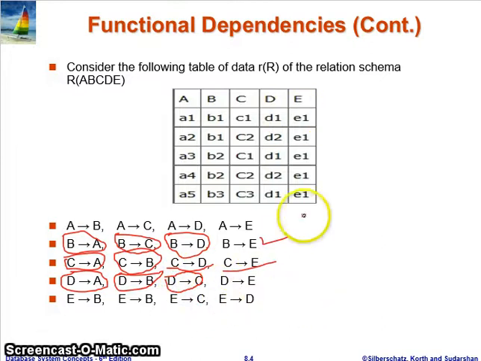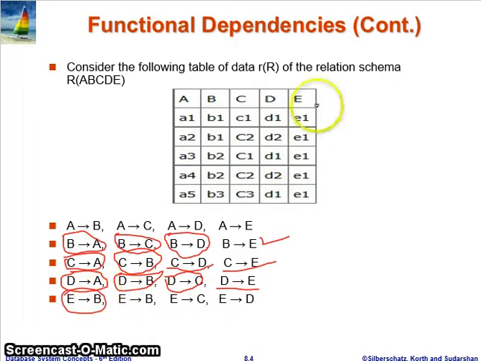Check D functionally determines E. For this D1 there is E1, for this D1 there is E1, and this D1 is also E1, so for D1 this is holding. For D2, E1 and D2, E1 is also holding, and there is no D3, so D functionally determines E. Check for E functionally determines B. For all these E values that are equal, the corresponding value of the other attribute should also be the same. This E1 corresponds to B1 and this E1 to B1, but this E1 corresponds to B2, which is not the same, so this is not holding.